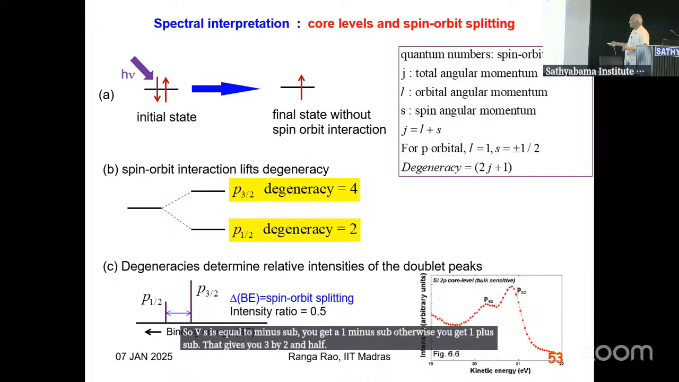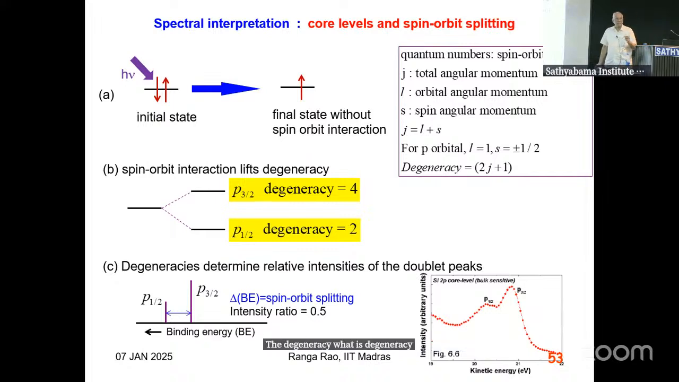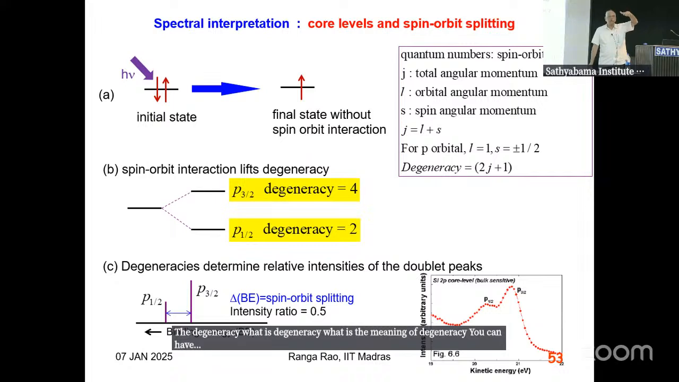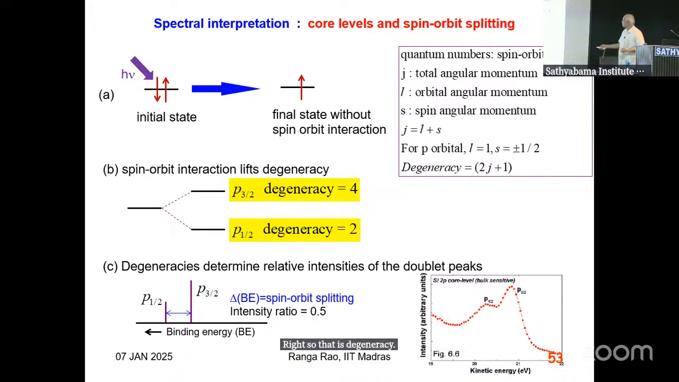Okay. What is degeneracy? What is the meaning of degeneracy? You can have 2 states but same energy. For example, in quantum mechanics, you can have 2 different wave functions for the same energy, right? So that is a degeneracy. So these states have degeneracy. Degeneracy is given by 2J plus 1. J is your quantum number here.